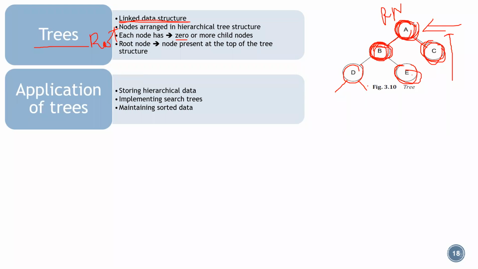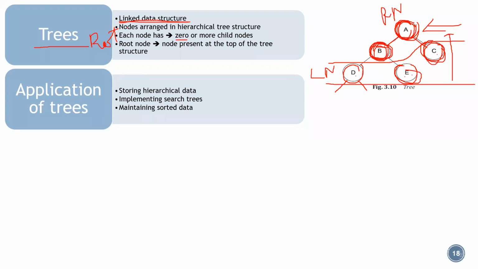Now in this case, I am not having any more. So if the tree ends over here, this last set, which is D, E, C, these are actually called leaf nodes, which are present at the end of the branch, which do not have any child nodes.